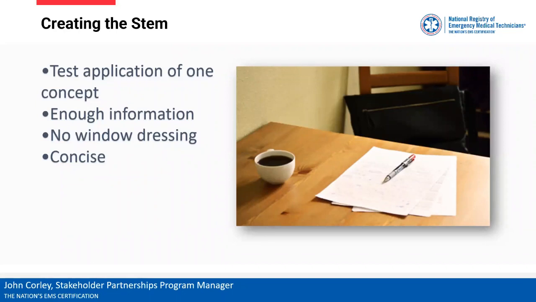You want to make sure there's enough information in the stem to get that candidate, or student, to the correct answer. No window dressing though. We talked about that before. You don't need to paint the picture necessarily. You don't have to tell them what color the Honda Odyssey was. Just the facts. There was a car accident. This is what happened. These are the vitals. What are you going to do? Stuff like that. And just be as concise as you can with it.